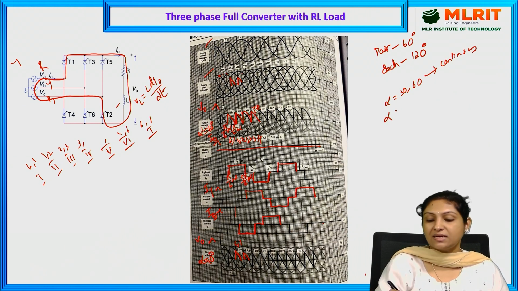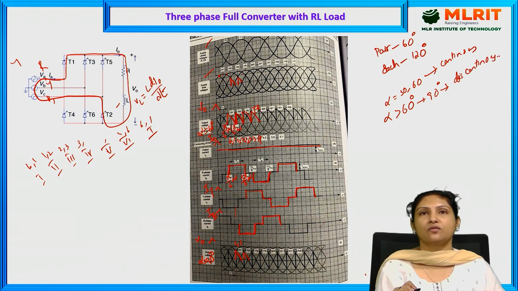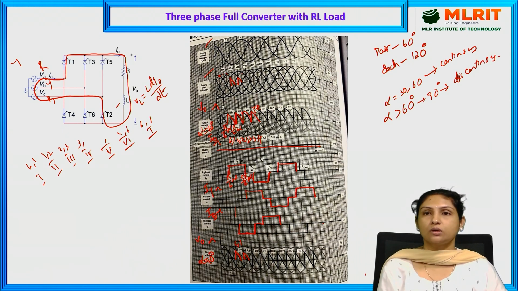When alpha is greater than 60 degrees, when it exceeds beyond 60 degrees, when it is equal to 90 degrees, the waveform will become discontinuous. It will be a discontinuous waveform. So this is three-phase full converter with RL load.